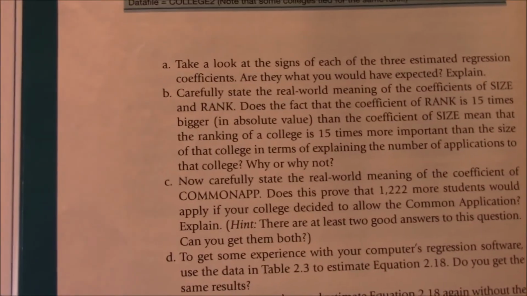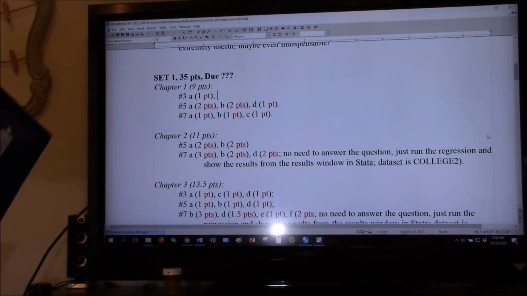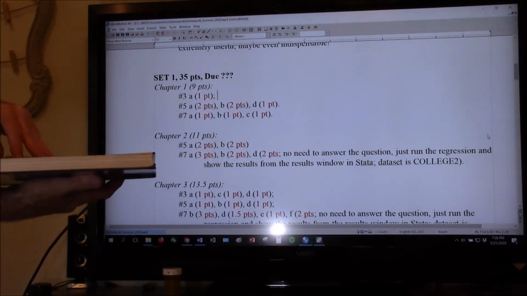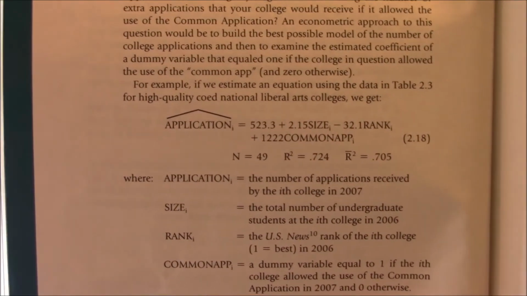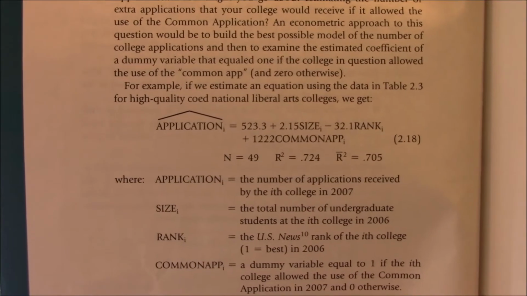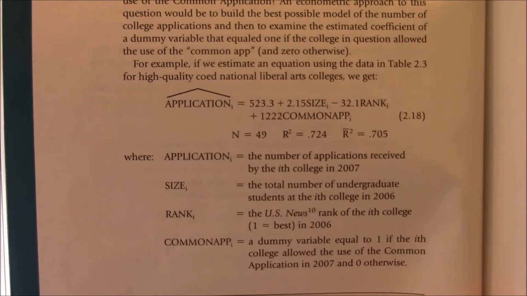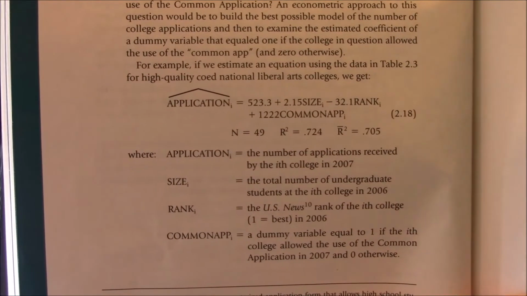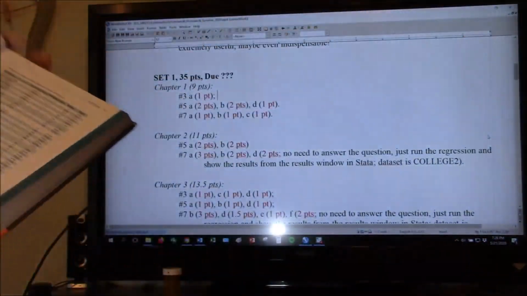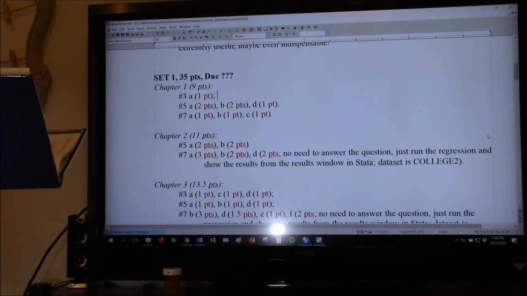Then B is to carefully explain the real world meaning, just like it was back in chapter 1. You want to go through and explain in very specific terms what these coefficients mean. Here, let me look back at the equation itself real quick. So you've got 2.15 on size. 2.15 what? So you want to be able to say what 2.15 means, and I guess that's all I need to say on that, because you should be able to work that out from what you did in chapter 1.